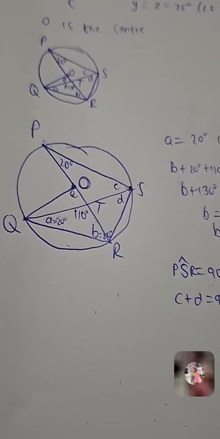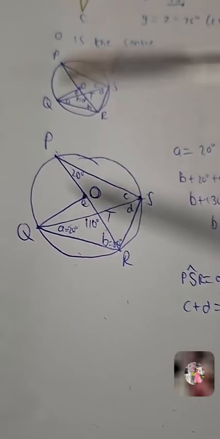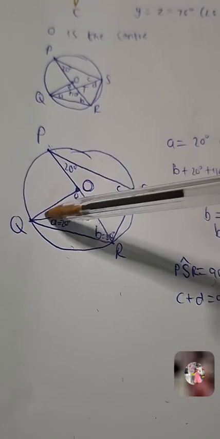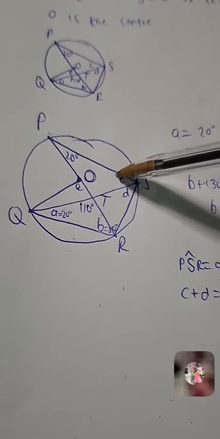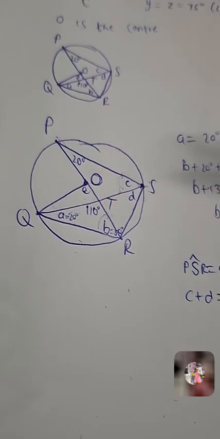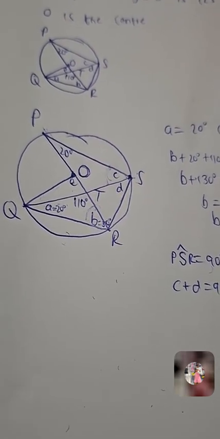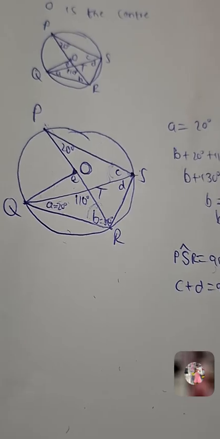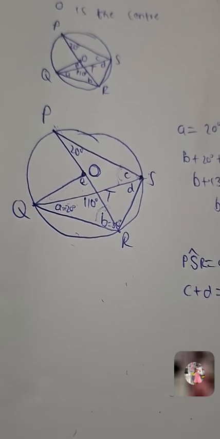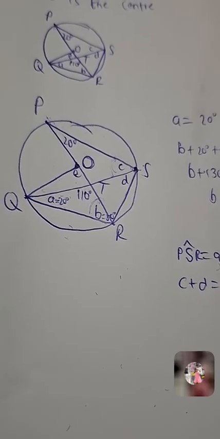I'm not sure, sir. Okay. Can you see something about this angle C? There's something about angle C and angle B. Oh, yes. Angle C is equal to angle B. Why? Because they are in the same segment.